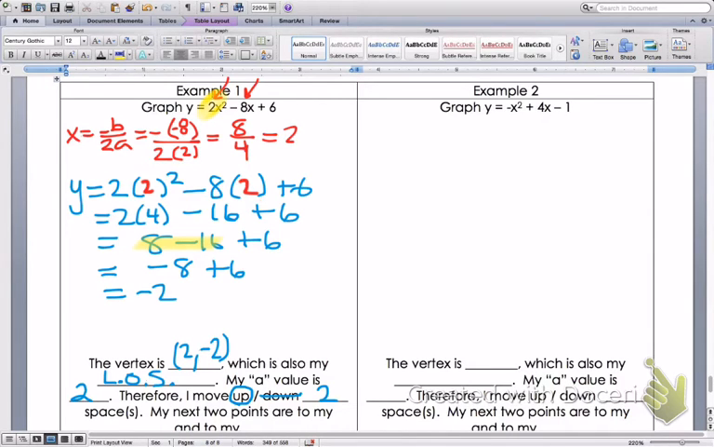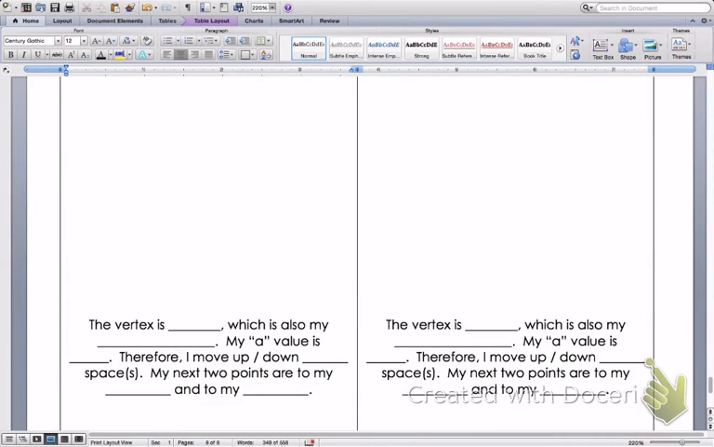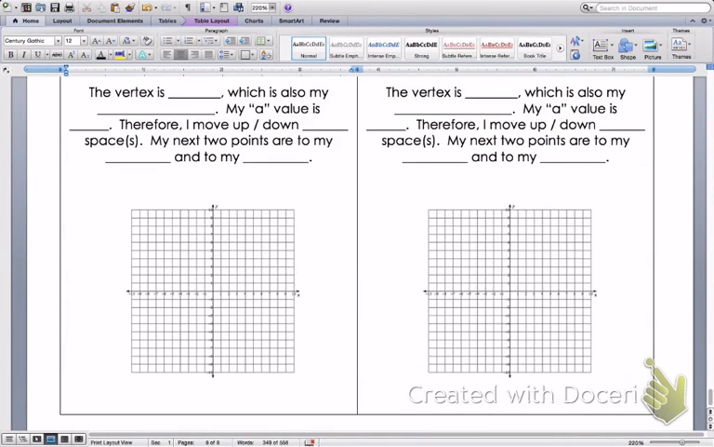2, negative 2, and my a value is 2. So actually I'll just scroll down. I have to clear that out. So one more time, just 2, negative 2. Again, I was going to go up 2 because my a value is 2. And my next 2 points are to my right and to my left. All right, let's go ahead and graph this.